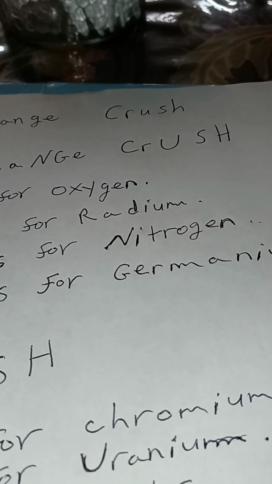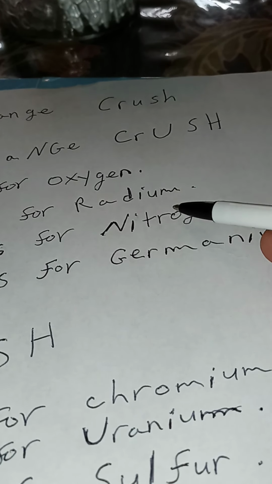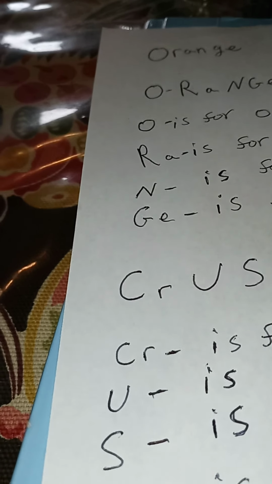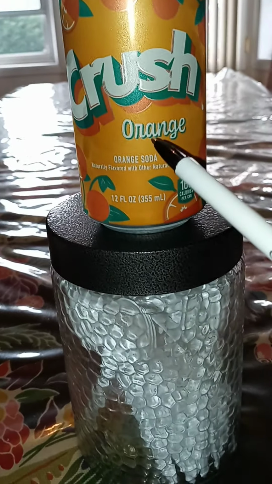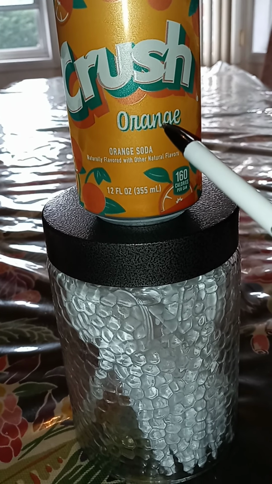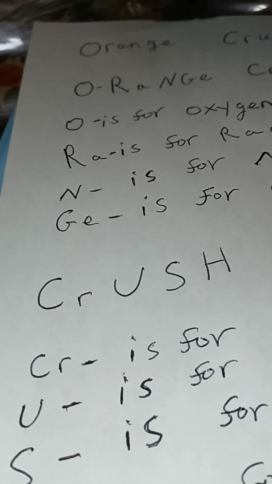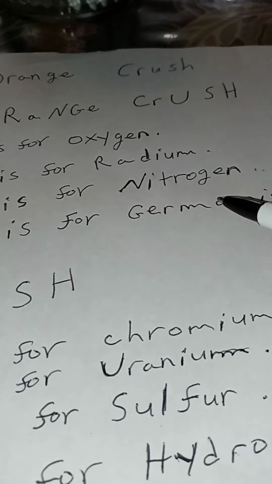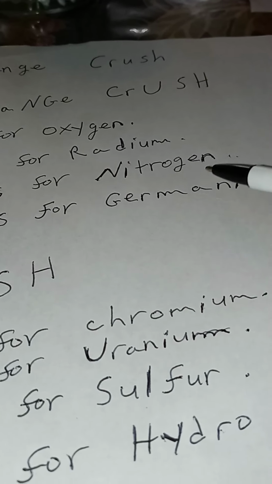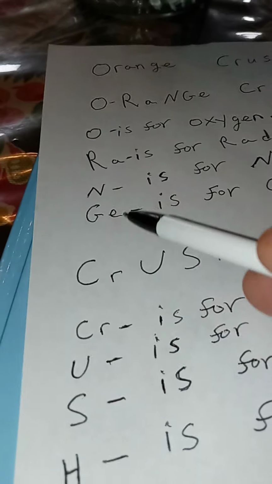Radium is spelled R-A-D-I-U-M. Then you have the capital N, which you have right here. You have to capitalize that, because that's a letter by itself in the periodic table of elements. And you have capital N right here, which is nitrogen. N-I-T-R-O-G-E-N.